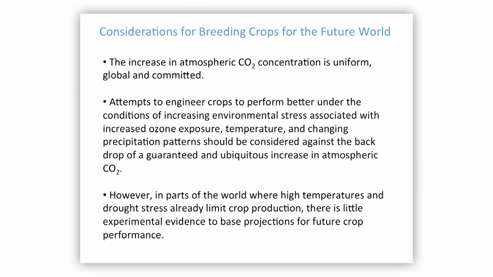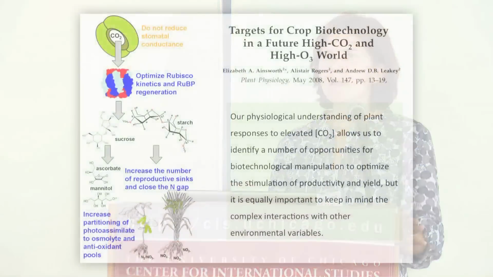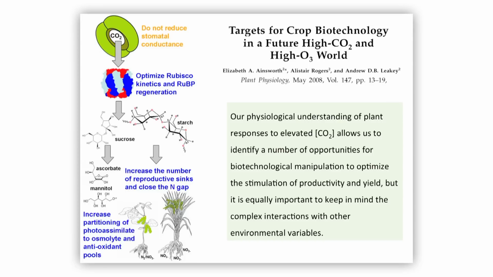And certainly in parts of the world where high temperatures and drought stress already limit crop production, there's very little or no experimental evidence to base projections for future crop performance. And so that's quite a dreary picture that I've painted. And so I'd like to now talk about some things that maybe counteract that a bit. And the first is just some data from our own work, and this is that genetic variation in response to many climate change factors exists in crop species. And so this is good news.